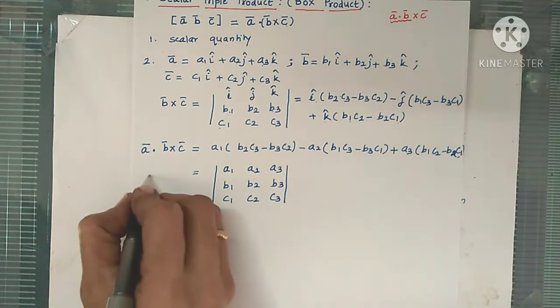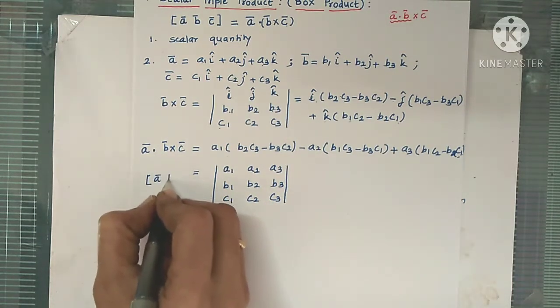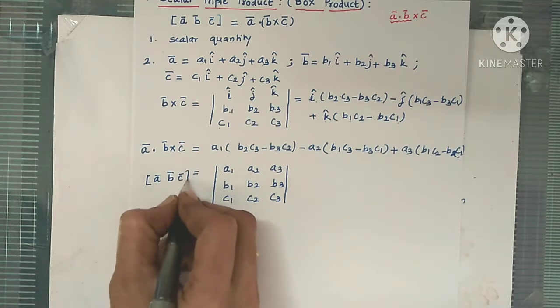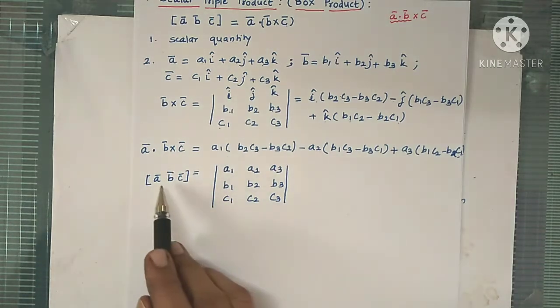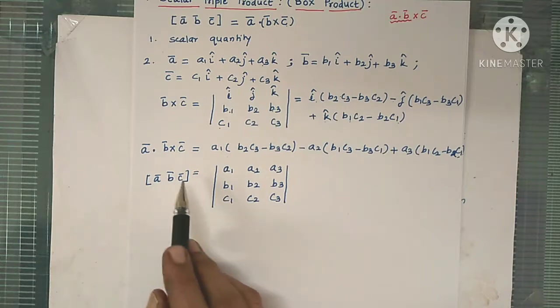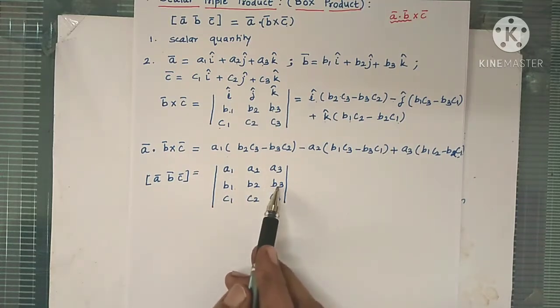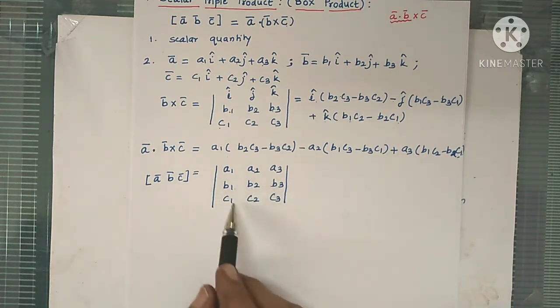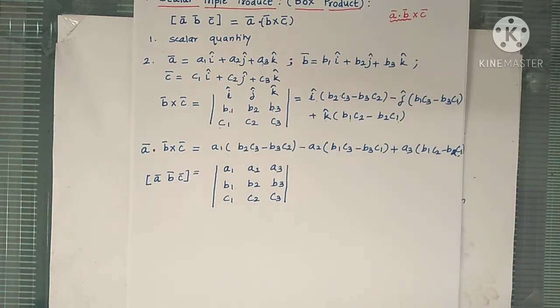So scalar triple product A bar, B bar, C bar is the determinant, with the coefficients of i, j, k from the first vector, then the coefficients of i cap, j cap, k cap from the second vector and from the third vector. So this is the scalar triple product. It's really very easy, and expanding this determinant we get the value, and it is a scalar quantity.